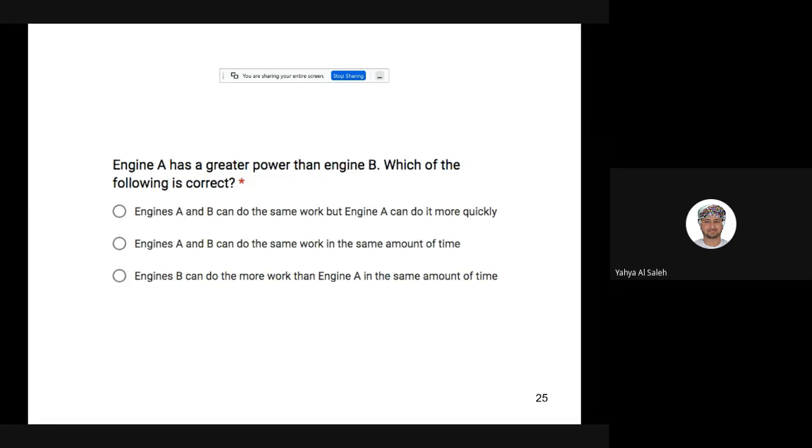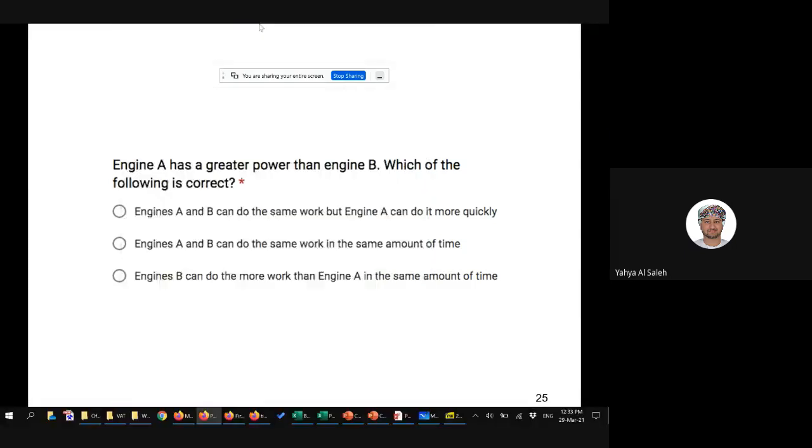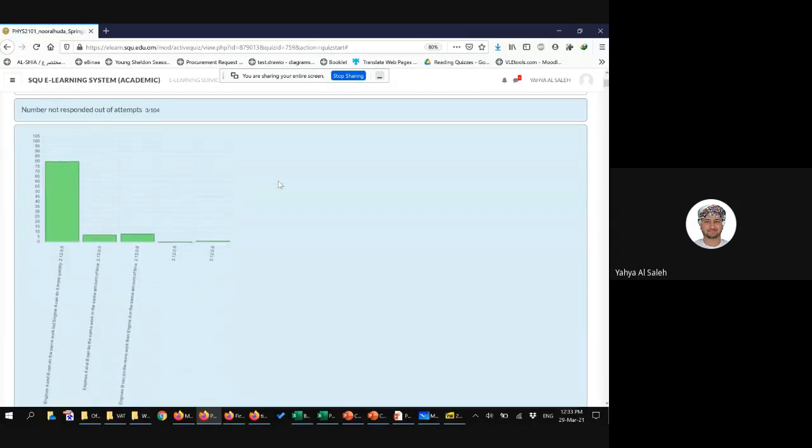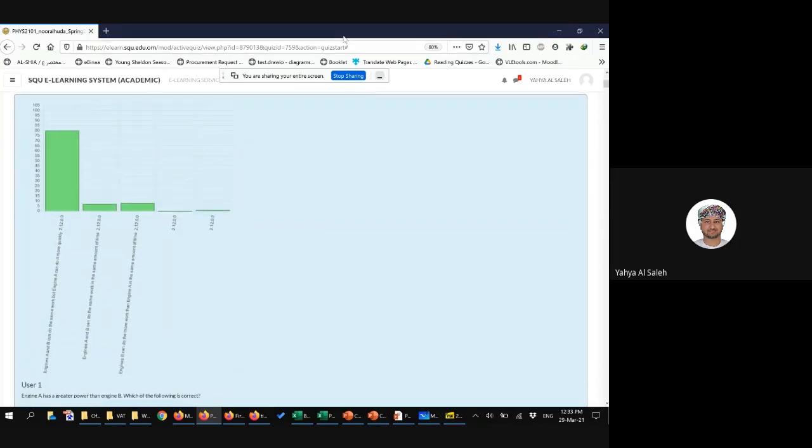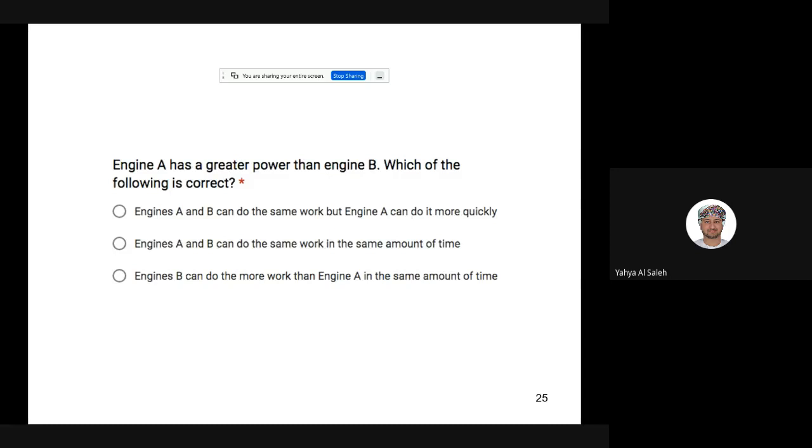This was a landslide by a big margin. So these are our results. So many people have chosen the correct option that it's just beautiful to watch. Of course, the correct answer is engines A and B can do the same amount of work, but engine A can do it more quickly.